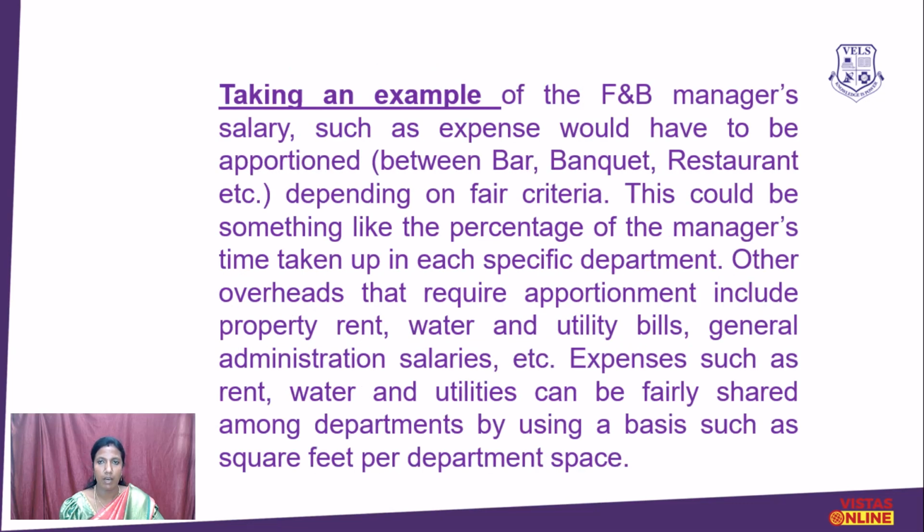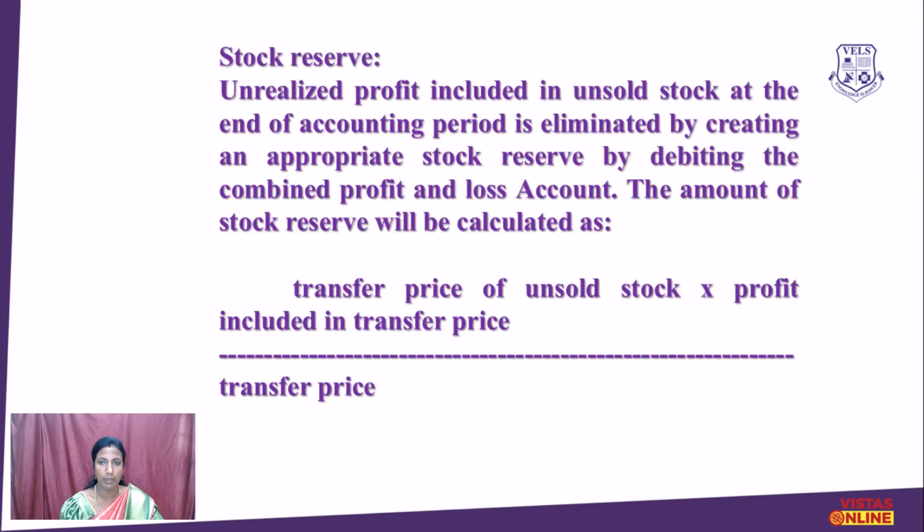Taking the example of the F&B manager's salary, such expenses would have to be apportioned between bar, banquet, restaurant, etc. Depending on fair criteria, this could be the percentage of the manager's time taken up in each specific department. Other overheads that require apportionment include property rent, water and utility bills, general administration salaries, etc. Expenses such as rent, water and utilities can be fairly shared among departments by using a basis such as square feet per department space.